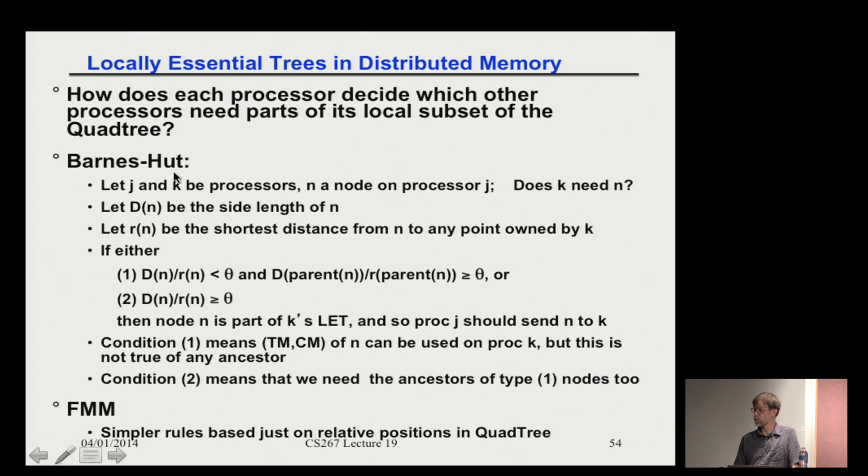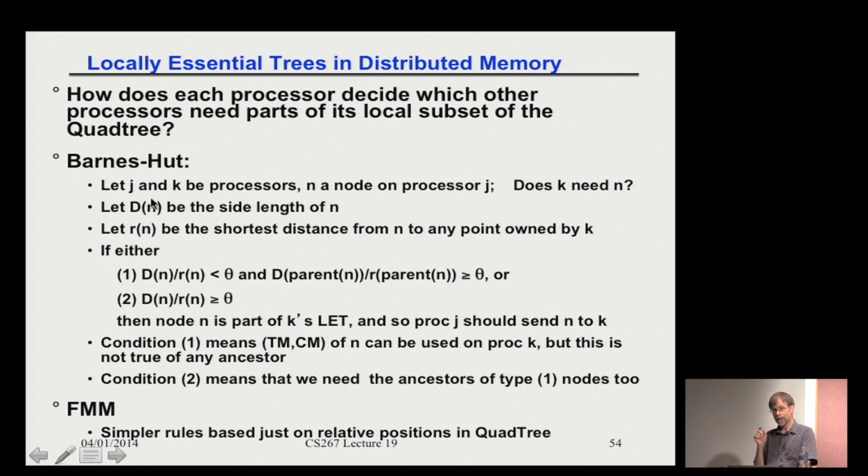So here's the general thing that happens in Barnes-Hut. Suppose I have two processors, call them J and K, and N is a node, a leaf in the quadtree on processor J. What processor J has to decide is, do I have to send that information, that mass and center of mass, over to processor K? Or does it not need it? So how does it decide?